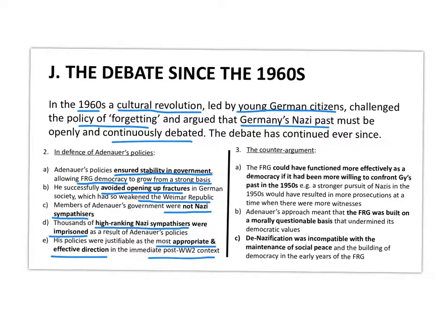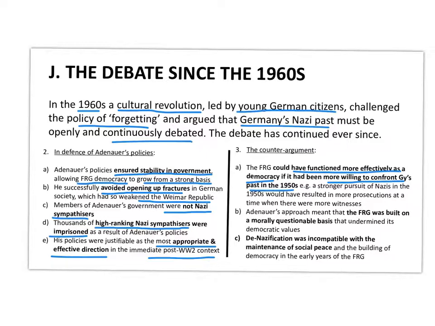Then you've got the counter-argument, one of which is that West Germany could have functioned more effectively as a democracy if it had been more willing to confront Germany's past early on in the 1950s. For example, a stronger pursuit of Nazis in the 50s would have resulted in more prosecutions at a time when there were more witnesses. It's very difficult with the passage of time. Witnesses die, and it became more and more difficult to do that. So if he'd pursued it more strongly and quickly, immediately, then more Nazis could have been brought to justice.